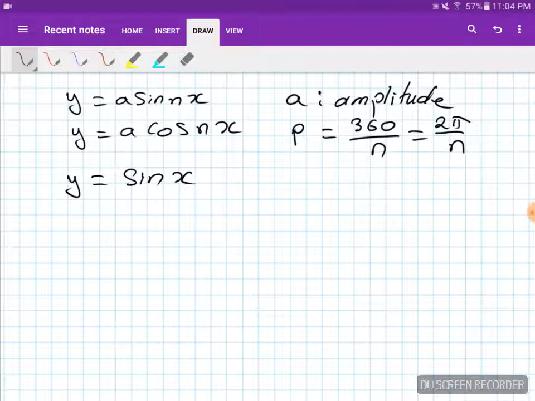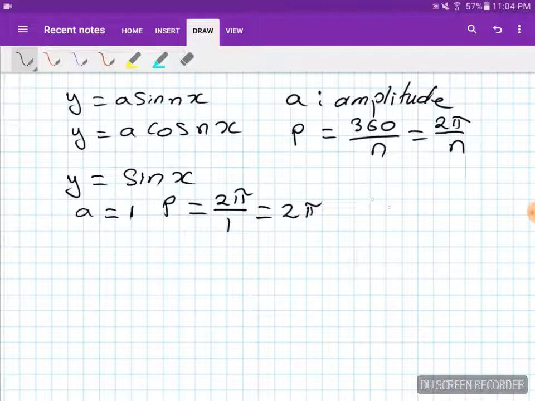So step number one, first of all, I write down the amplitude. In front of sine x is 1, so 1. Period is 2 pi over n, where n is in front of x. In front of x is 1, so 2 pi over 1 is 2 pi. Let's say I want to sketch between 0 and 2 pi, so I only draw one period.